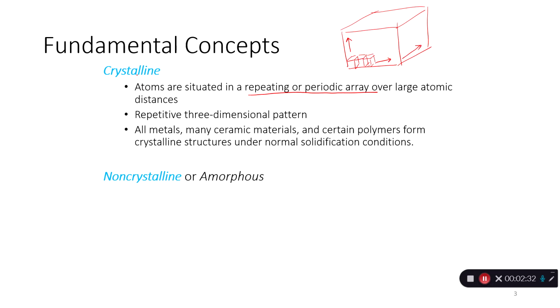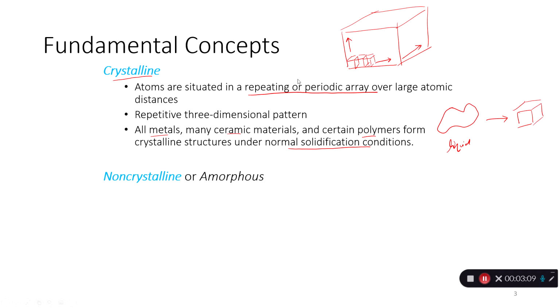What materials will have a crystalline structure? All metals, many ceramics, and some polymers will have this crystalline structure under normal solidification conditions. What happens is, first you have the liquid metal. Before they form these blocks of solid material, they go through the solidification process. Actually, we're going to see that in chapter 4. They go through this process and form the crystal structure.